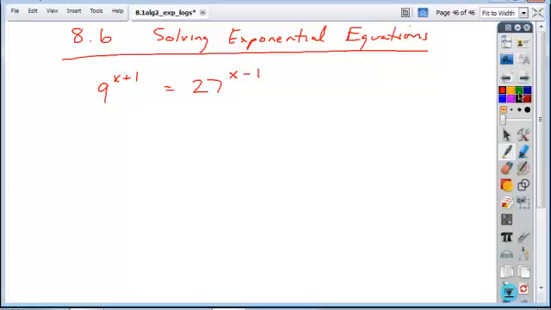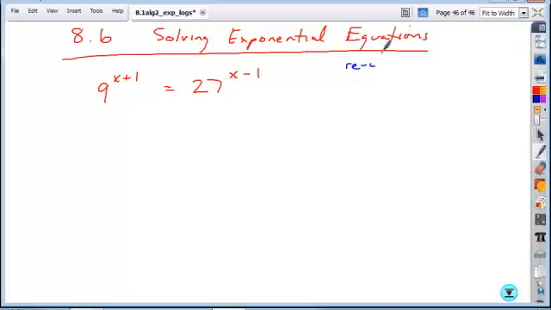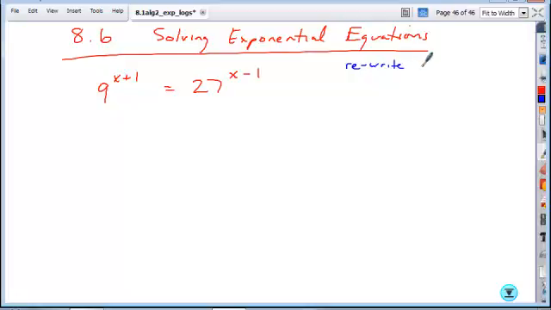And there winds up being a relatively easy and very systematic way to approach these exponential equations. Right? And that approach is to look to rewrite each exponent using the same base.